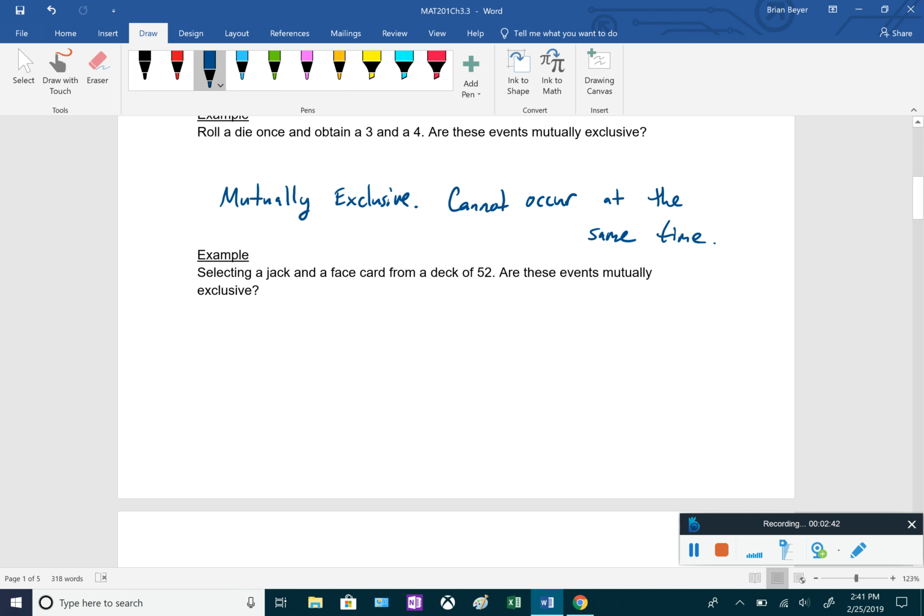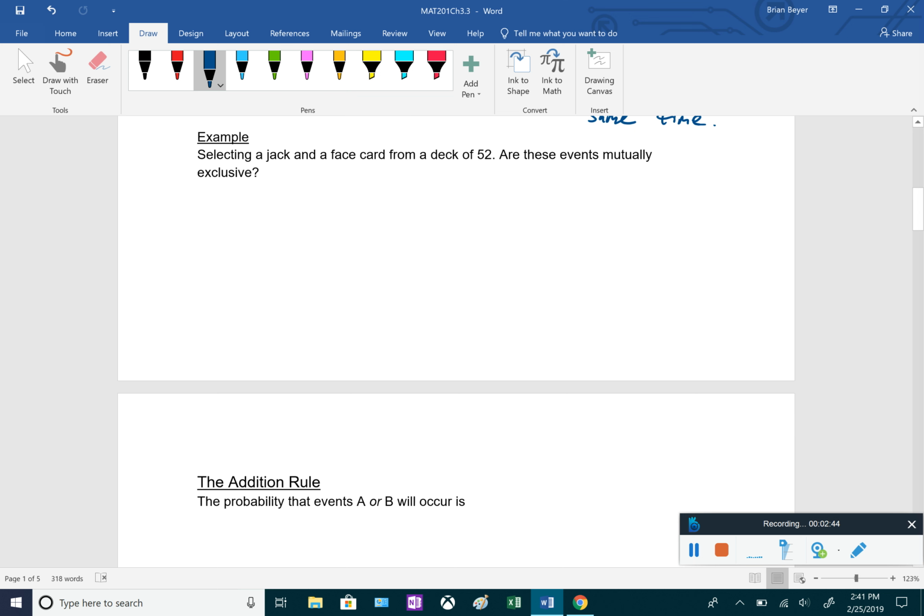The next one, let's say we are selecting a jack and a face card from a deck of 52. We want to know if these events are mutually exclusive. So we choose one card. We want to determine, can we at the same time select a jack and a face card from a deck of 52 when we're choosing one card? The answer is yes, because a jack is a face card. Face cards are jacks, queens, and kings. A jack is a face card, so these can occur at the same time. So these are not mutually exclusive.